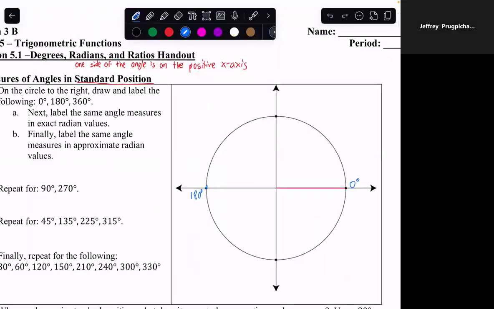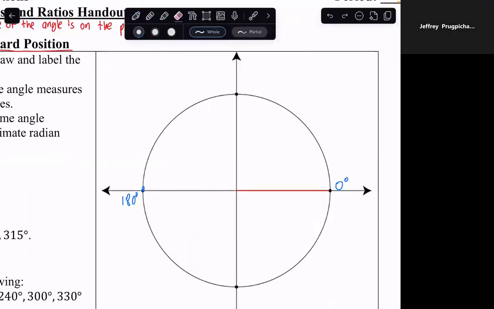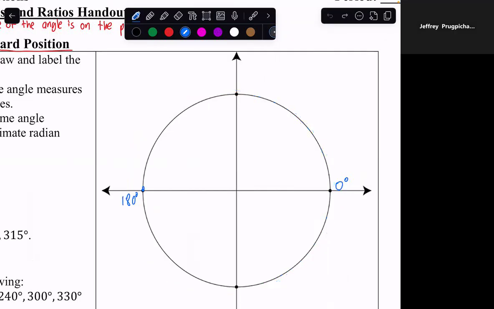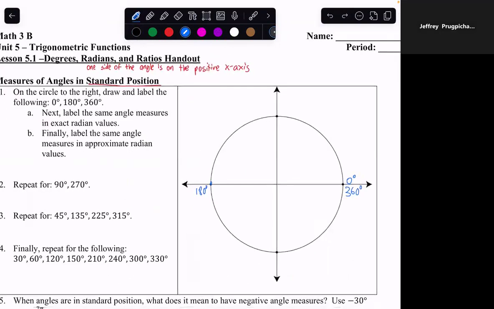Okay, so next up, 360 degrees. I just told you, 360 degrees is a full circle. So you start on the positive x-axis, but then you go all the way around, and you end up where you started. So 0 degrees and 360 degrees are actually the exact same point. They're both directly to the right of the origin. Okay, so those are the first few angles.